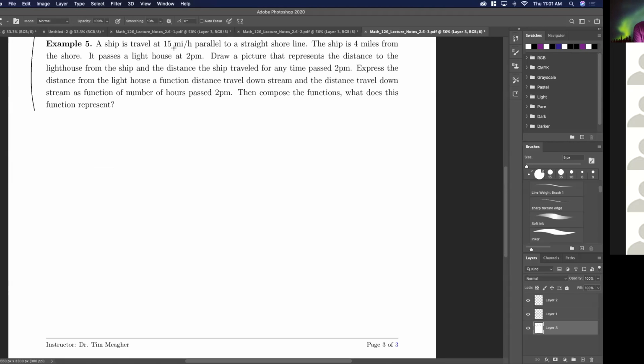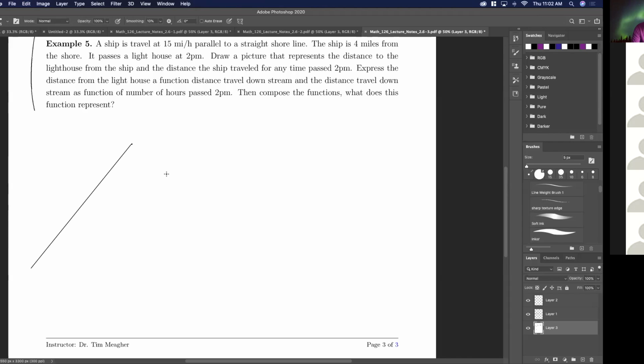A ship travels at 15 miles per hour parallel to a shoreline, and the ship is 4 miles from the shore, and it passes a lighthouse at 2 p.m. Draw a picture that represents the distance of the lighthouse and the distance of the ship at any time after it passes at 2 p.m. Express it as 2 functions. So let me just draw a picture real quick.